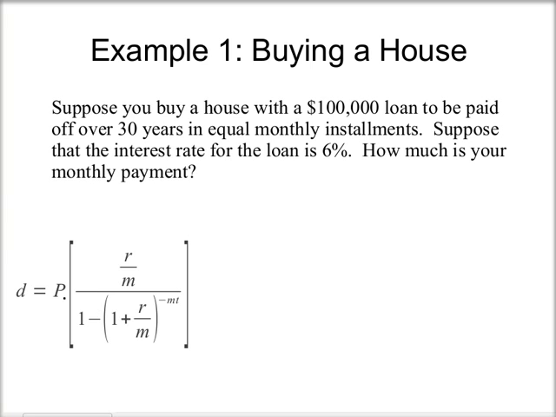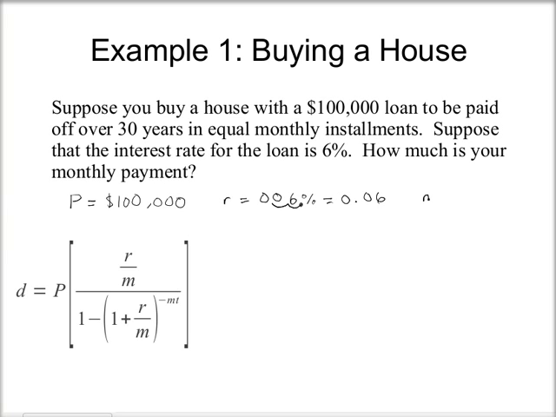So let's figure out what all of these quantities in here are. So P is the loan amount, which was $100,000. R is my interest rate, which is 6%, so put a couple zeros out front here, and if I convert that to a decimal by moving it over 2 places, that's going to be equal to 0.06.